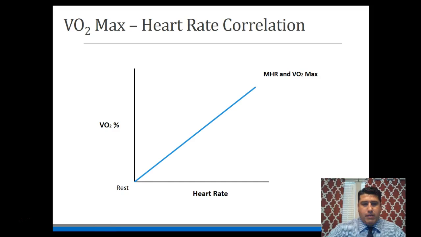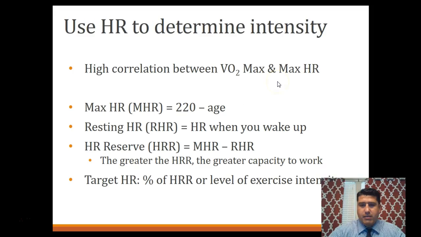Okay, so at rest, you have your resting heart rate and your resting metabolic rate, or oxygen consumption. At maximum, you have your VO2 max and your maximum heart rate. Since there's a direct relationship between the two, and it's very easy to determine your heart rate, we use heart rate as a measure of fitness.